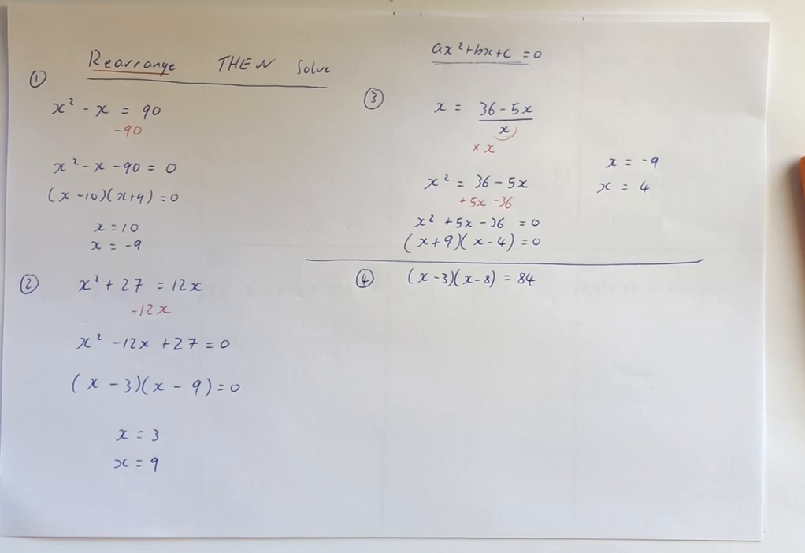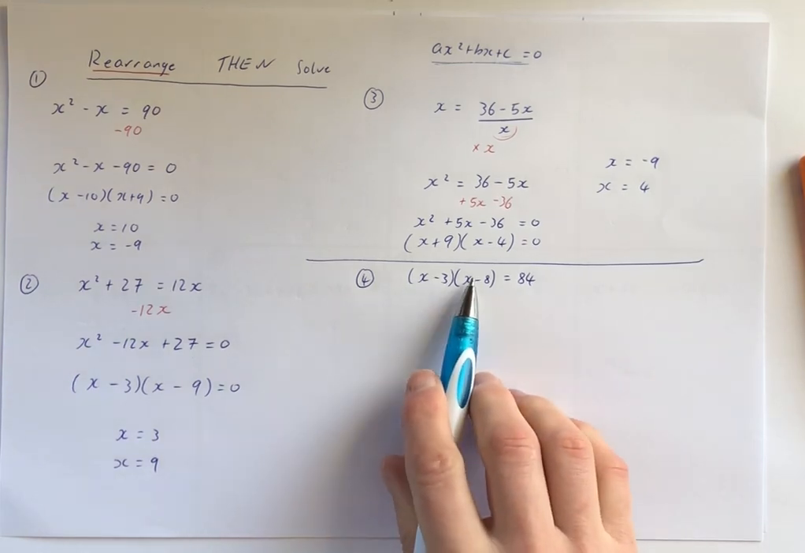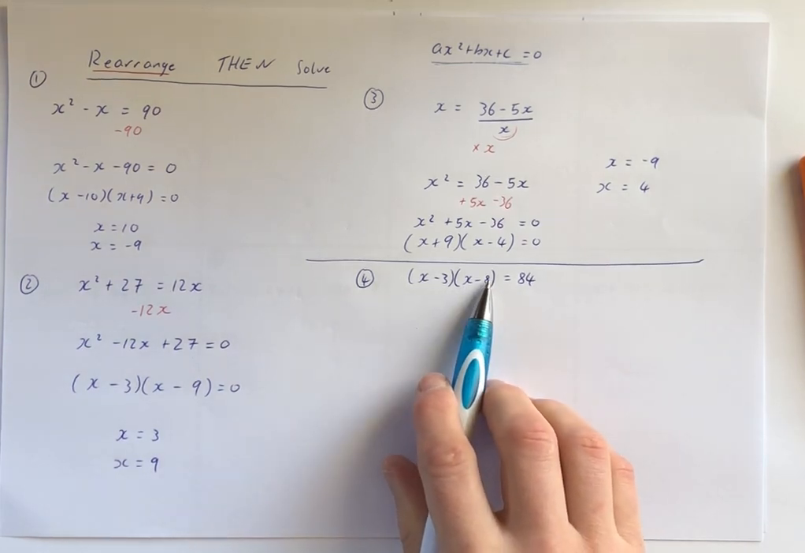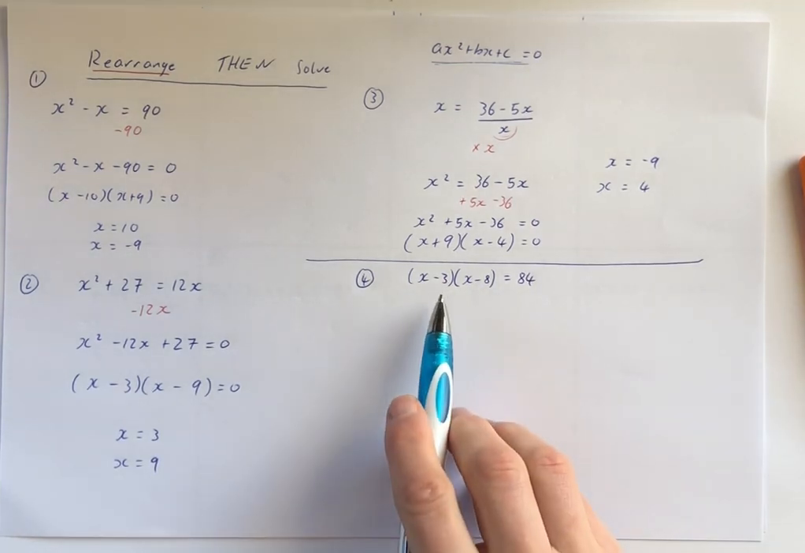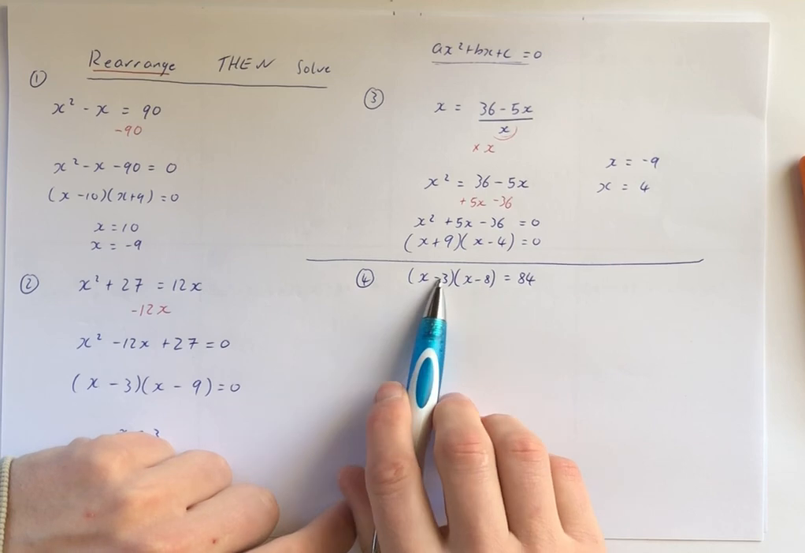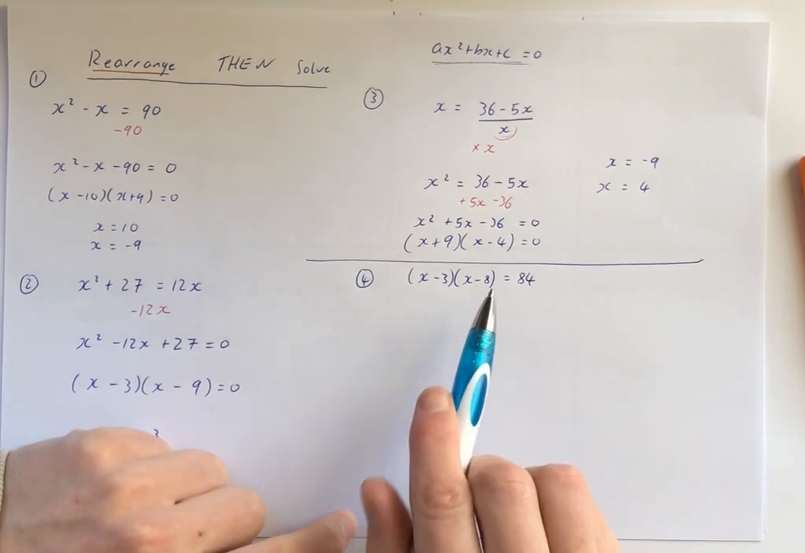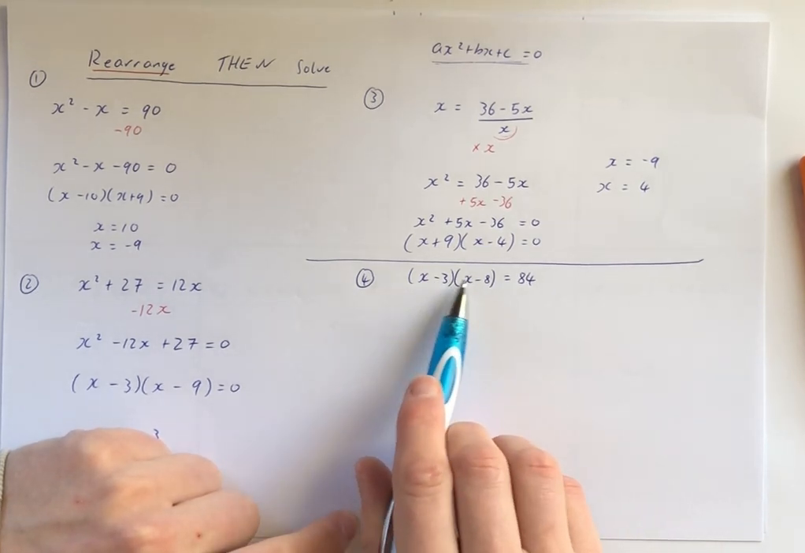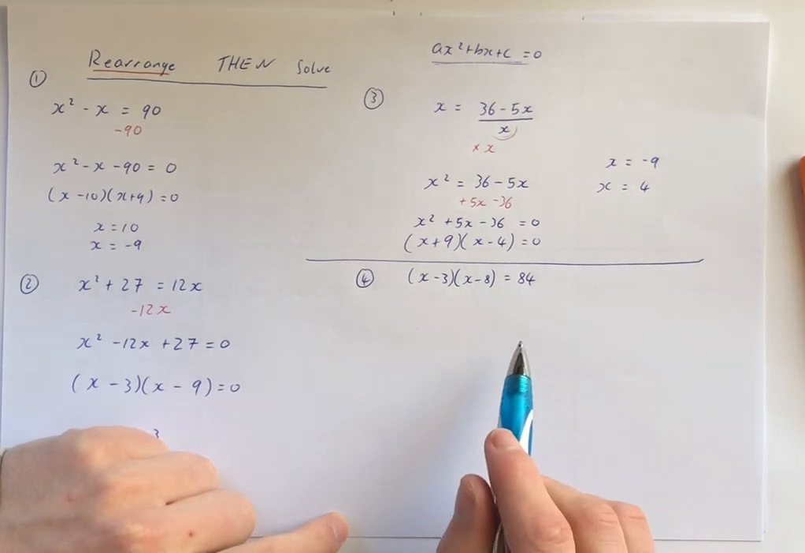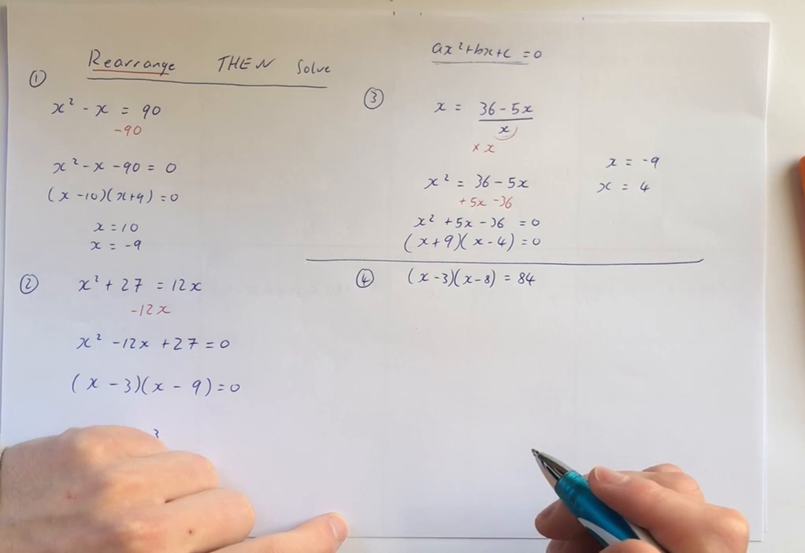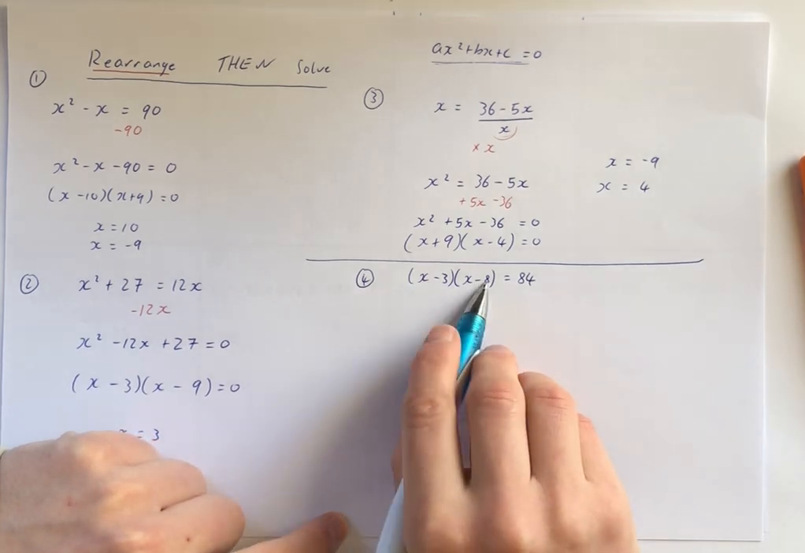Alright, question 4. Hopefully you didn't just write x is 3 and x is 8, because that would be 0 equals 84, and that's not true. It's very tempting for us just to think, oh yep, it's already factored, I can now solve, but it's not. It's factored, yes, but it's equal to 84. We need it factored equal to 0. Okay, this is quite a tricky one. What we're going to do is we're going to expand this out.